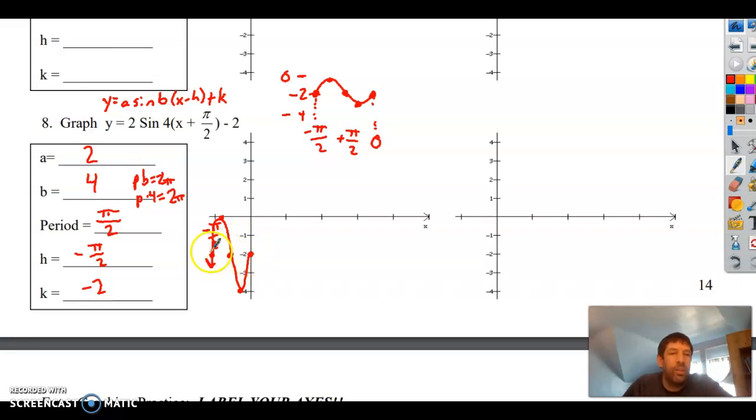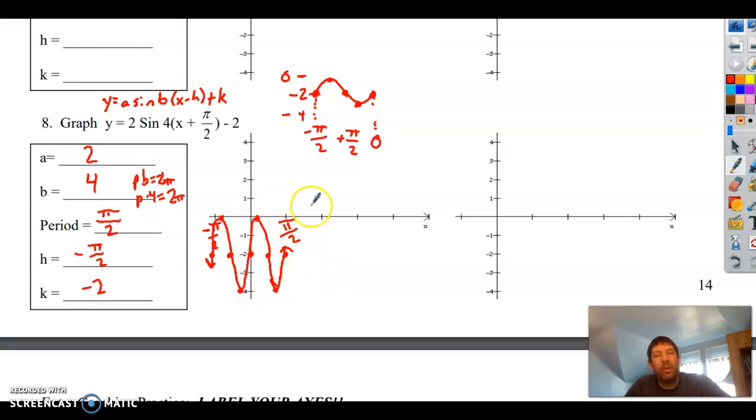Okay. Now we're just starting our cycle over again. So the next point would be up here at 0. And then we'd be back down to -2. And then we'd be back down to -4. And then we'd be back up to -2. Okay. And that would take us another pi/2 to get there, because that's our period length.